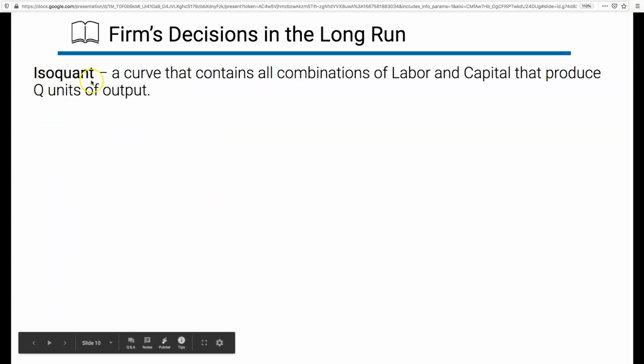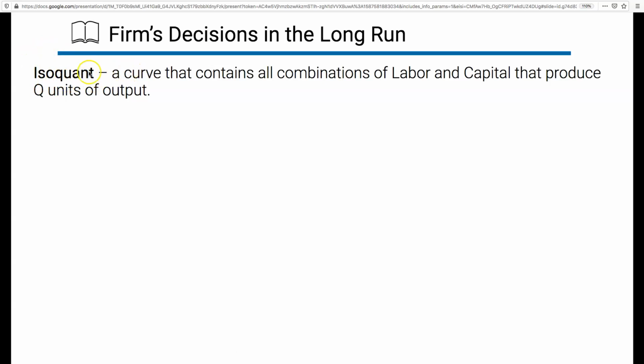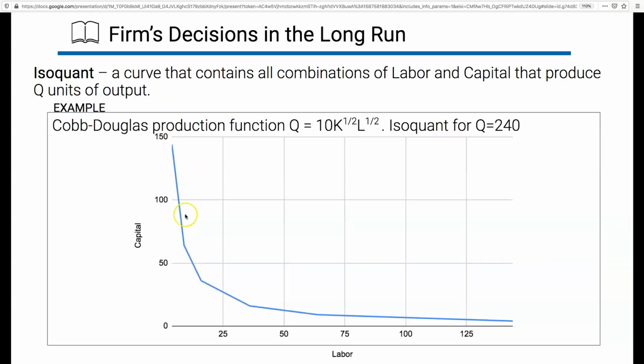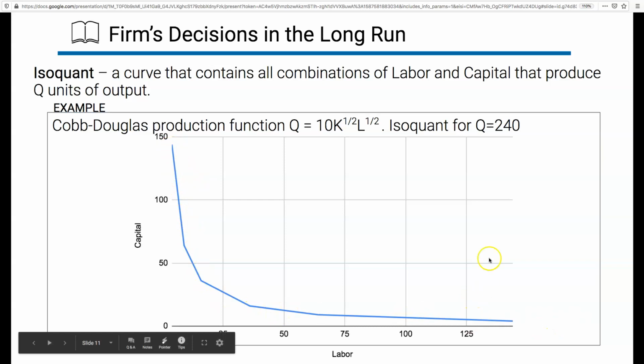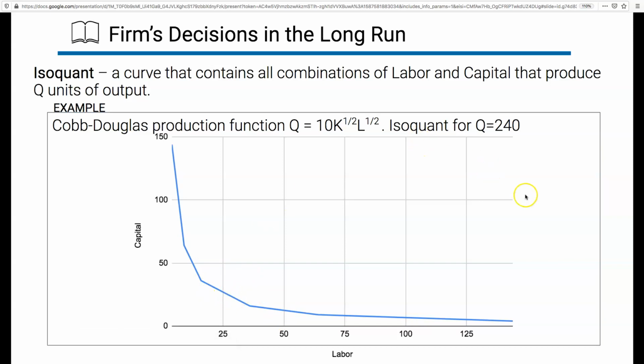First of all, we're gonna look at an isoquant. So here's a new concept. We're gonna look at the curve that contains all combinations of labor and capital that produce exactly the desired amount of output. And so in our example, the isoquant is gonna look like that. The isoquant for 240 is gonna be a familiar U-shaped convex function with high amounts of capital when labor is low, high amounts of labor when capital is low, and relatively small amounts of capital and labor when they're far from the origin. So that's an isoquant.